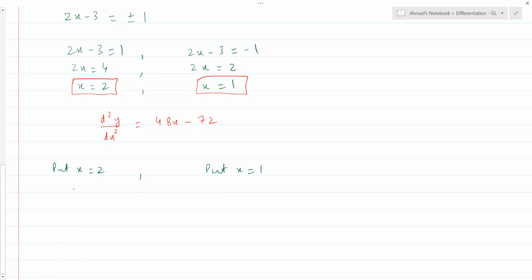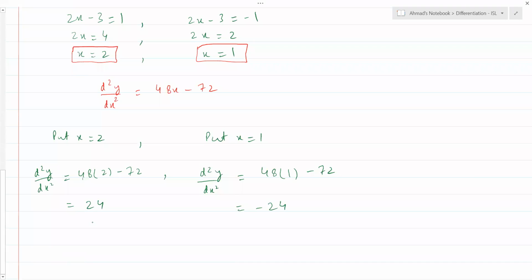x की वैल्यू हम 2 इनपुट करते हैं, तो क्या आता है? We get d2y over dx square equals 48 into 2 minus 72. What is that? 96 minus 72. That's going to be 24. x = 1 पुट करते हैं, वहां पे क्या आता है? d2y over dx square is equal to 48 into 1 minus 72. That is going to be minus 24. Now, since this is positive, it's going to be a minimum point. And since this is negative, this is going to be a maximum point.